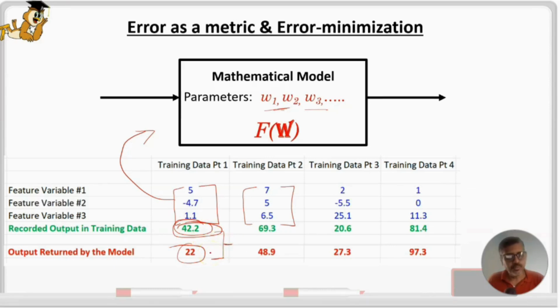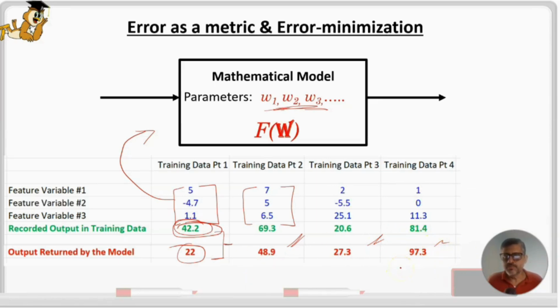was the error, right? So the error, again to repeat, was essentially the difference between the output returned by the model for certain values of W, and the recorded output when you gathered the training information. So this was the error. Similarly, you would observe a certain error for the second training data point, for the third, fourth, and so on. So these were our errors, right?